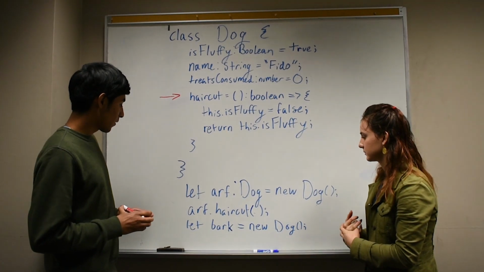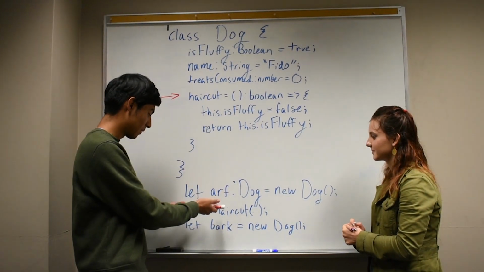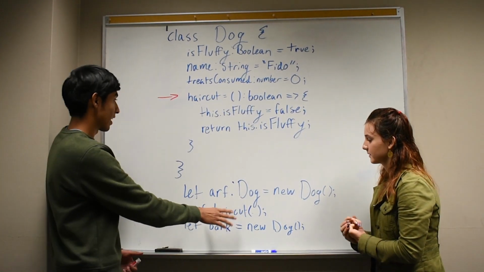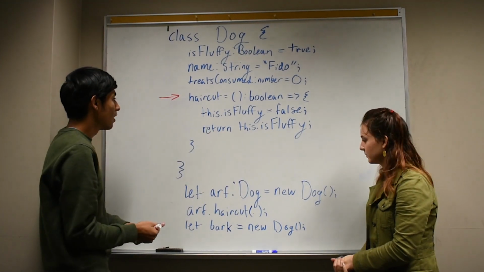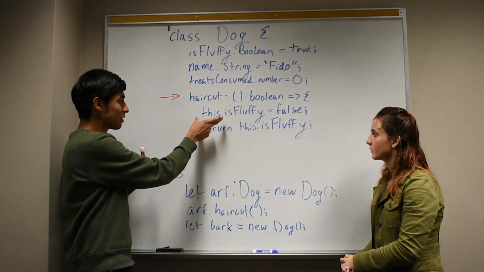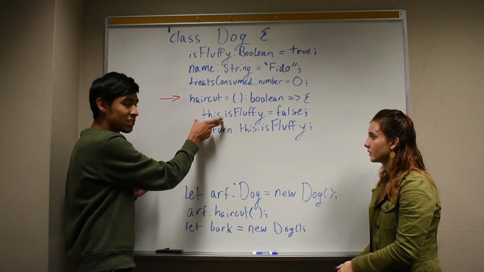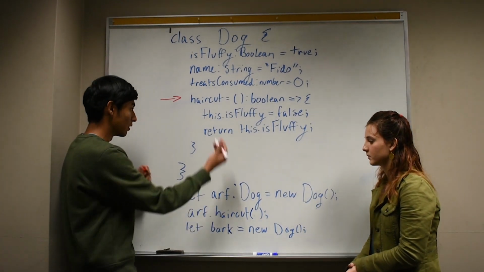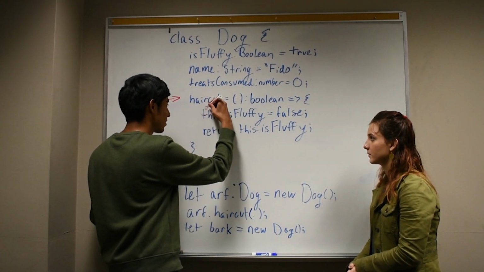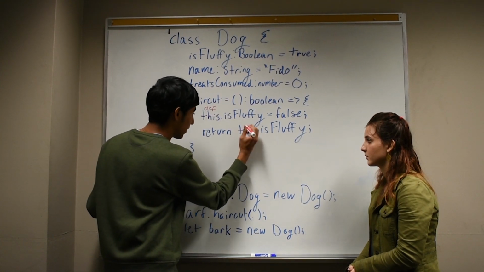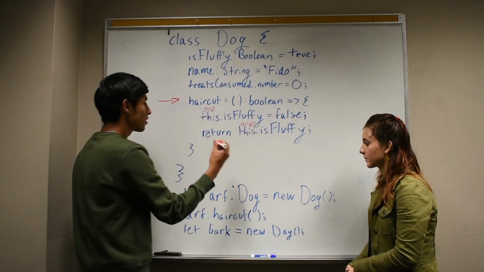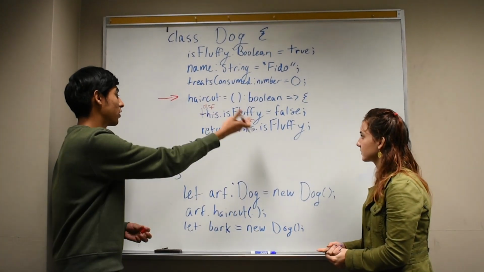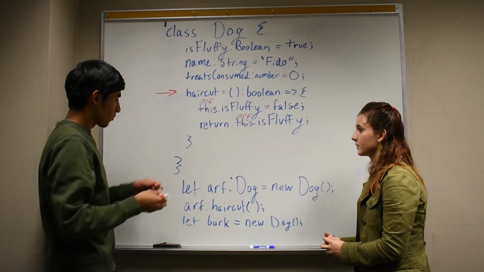The new keyword is really important whenever we're creating a new instance of an object. Okay, so now let's say we just want to give our dog Arf a haircut. What we do then is say arf.haircut. This is going to actually call the method within arf. So we're going to go in here, and every time we see this, it actually refers to the object instance that called it. So in this case, we can just cross this out and call this arf. It's the same thing right here. Then we change the isFluffy property of arf to false, and end up returning arf.isFluffy, which would be false.